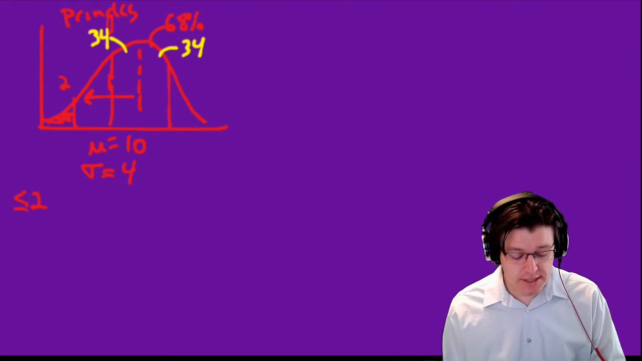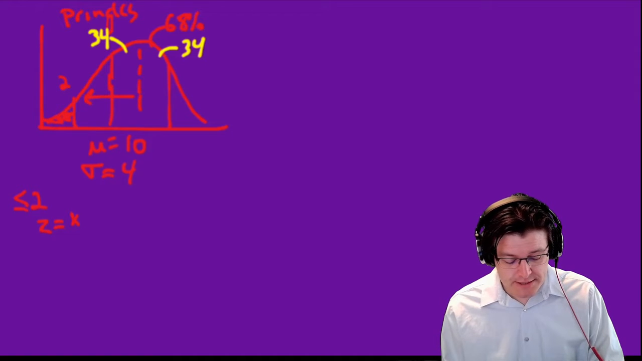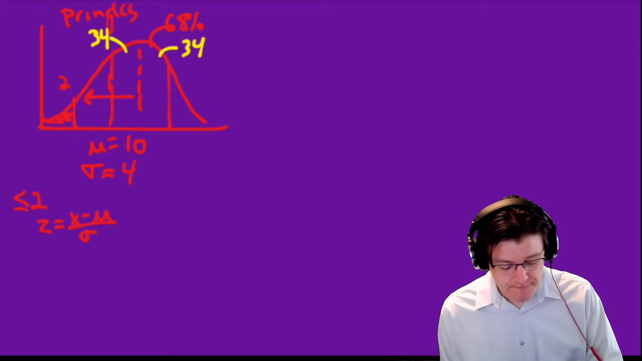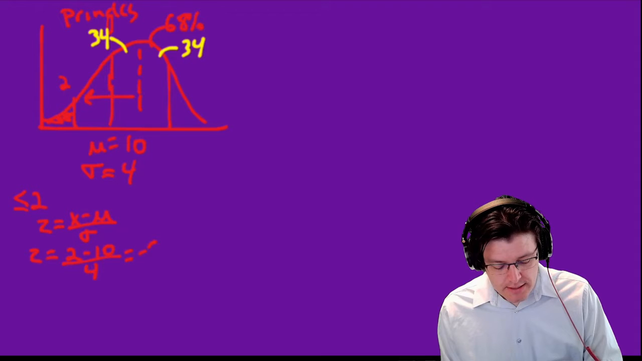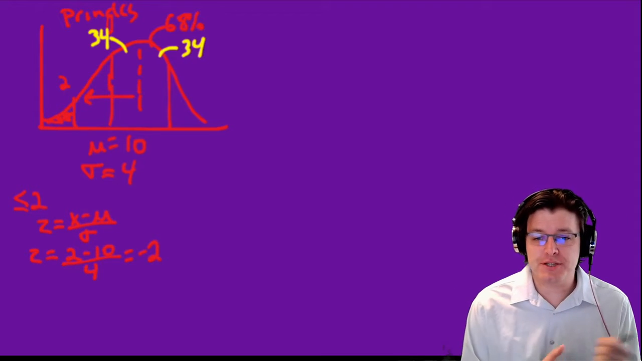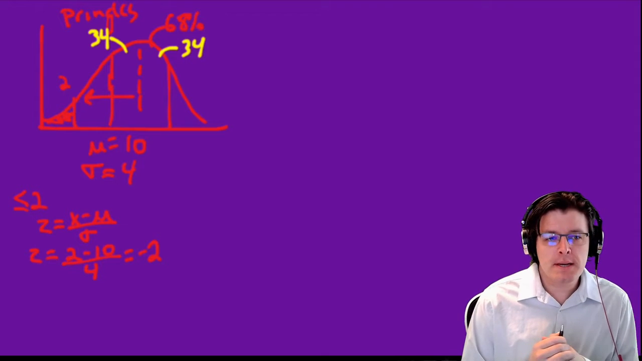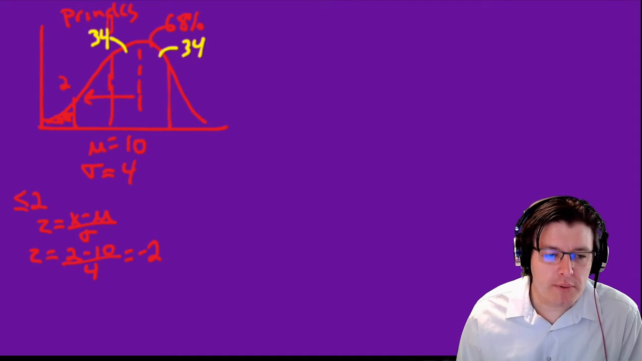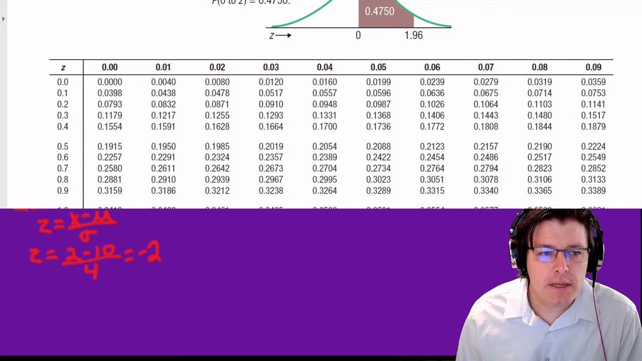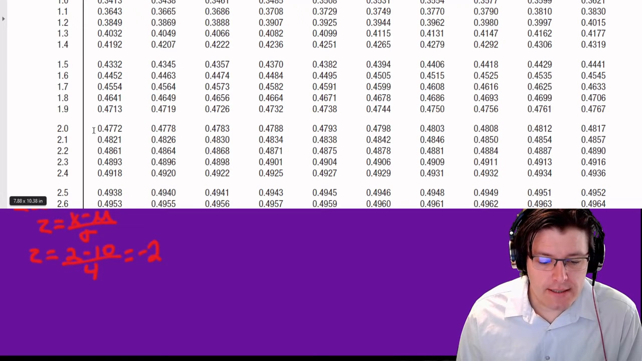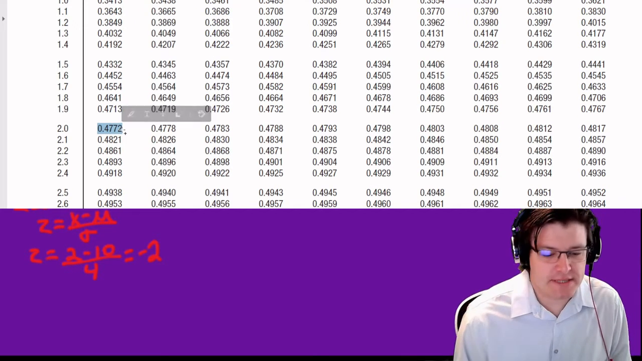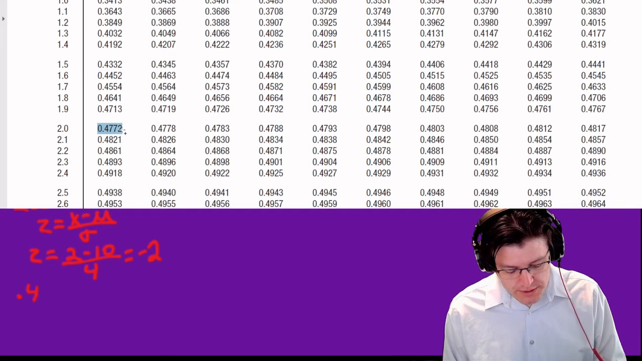Well, let's build a z-score. So z is x minus mu, since we're dealing with populations, not a sample yet. So z is 2 minus 10, divided by 4, and as we just said, that's -2. We're 2 standard deviations below the mean. And so we can just jump to the z table and scroll down to 2.0, and we get 0.4772.